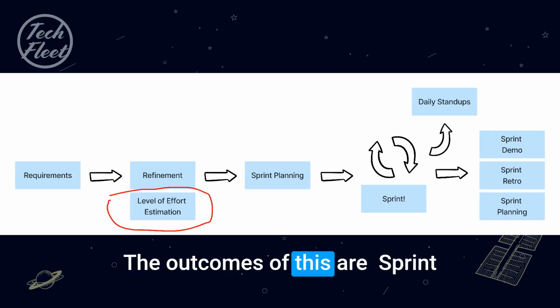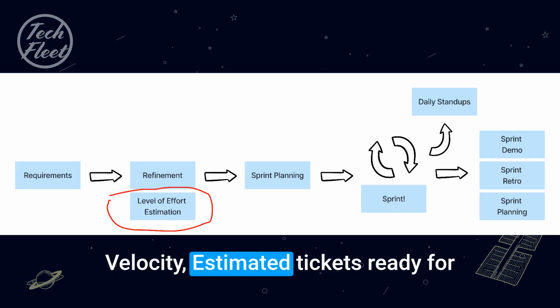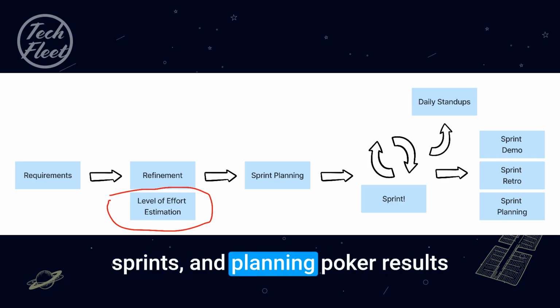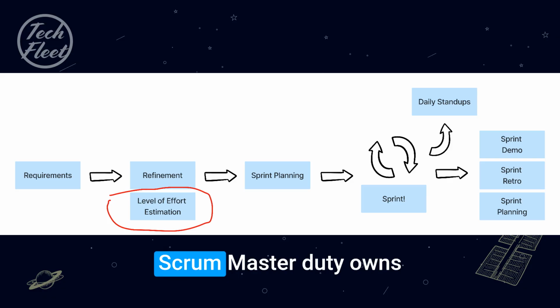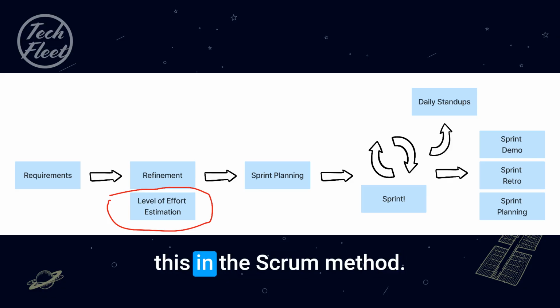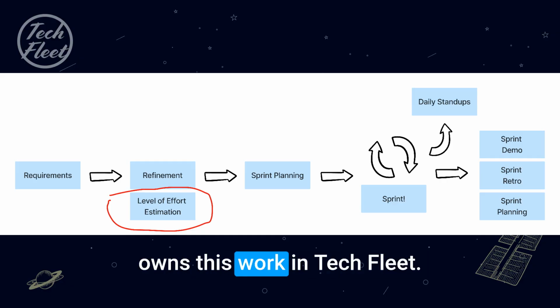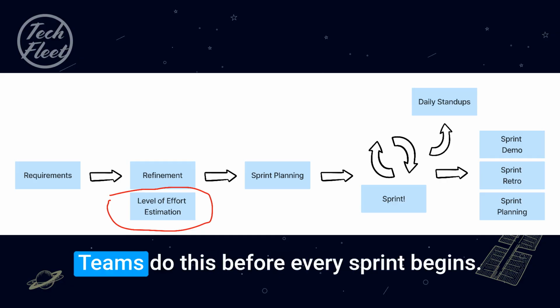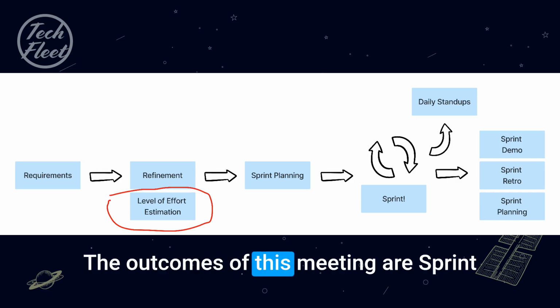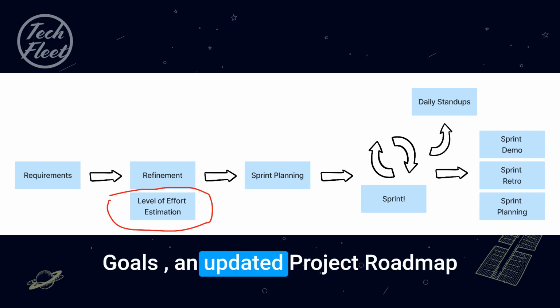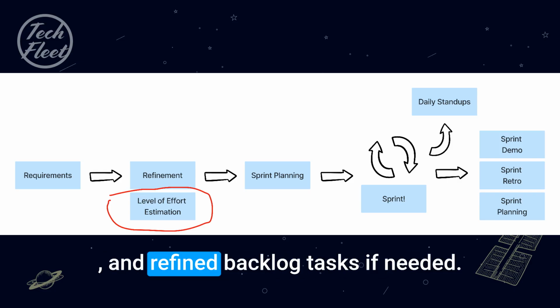The outcomes of this are sprint velocity, estimated tickets ready for sprints, and planning poker results. Scrum Master duty owns this in the Scrum method. The product strategy function owns this work in Tech Fleet. Teams do this before every sprint begins. The outcomes of this meeting are sprint goals, an updated project roadmap, and refined backlog tasks if needed.